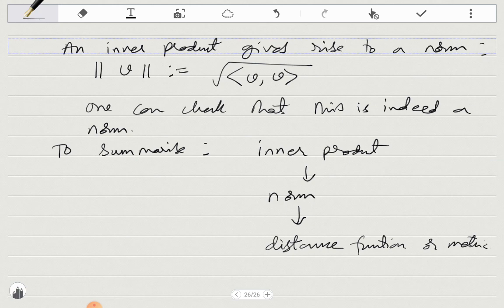One should note that these implications are not equivalences, in the sense that, for instance, having a distance function on a vector space will not give rise to a norm, or for that matter, having a norm will not give rise to an inner product. So I leave it to you to come up with simple examples, but let me just point out one class of well-known examples of norms which do not come from inner products.